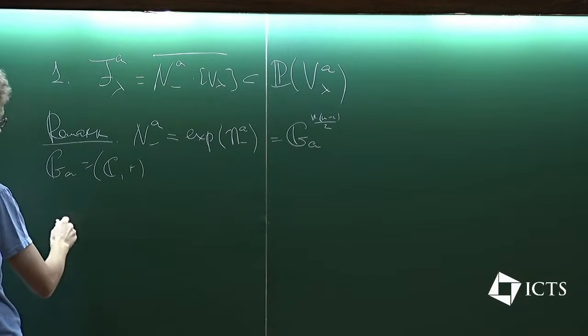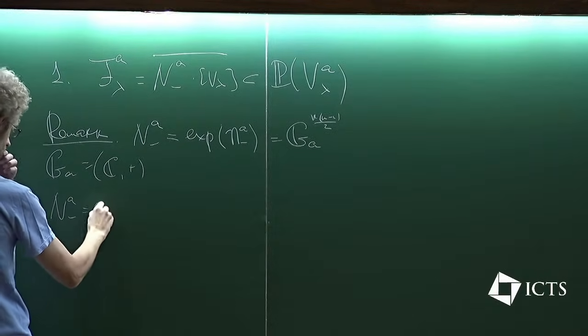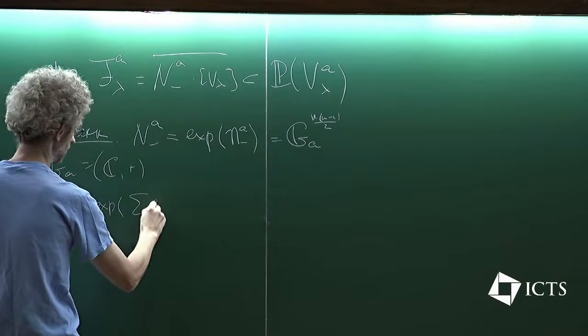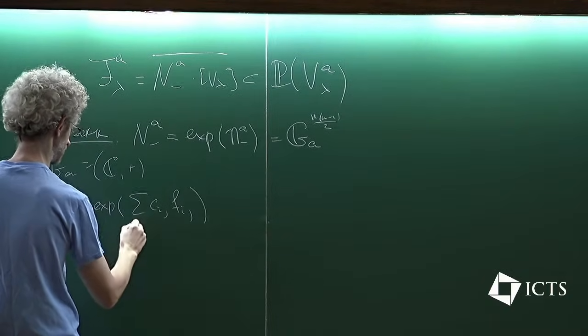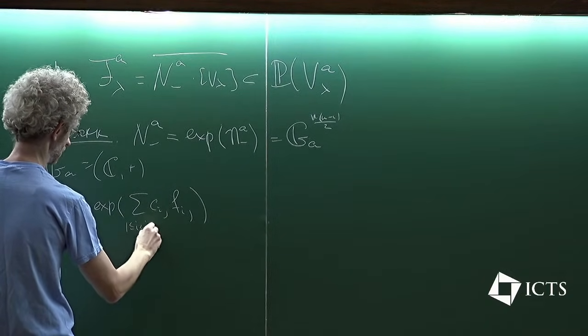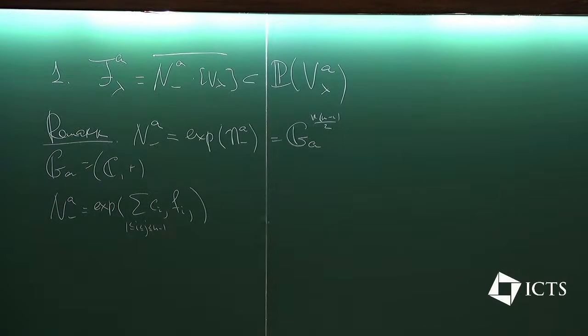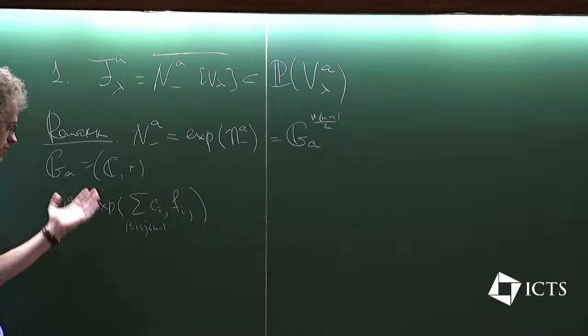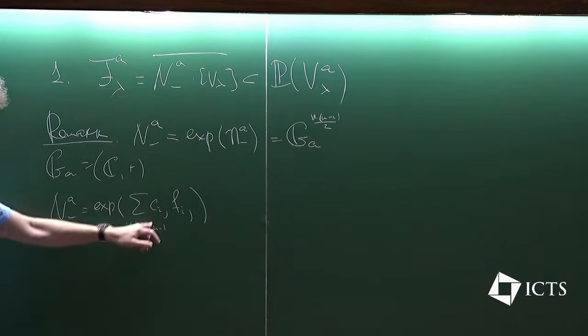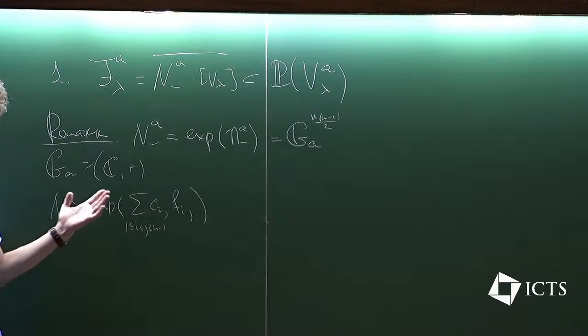An element in this group is actually just an exponent of the sum c_ij F_ij, with i, j from 1 to n minus 1. All our F_ij's commute now, right? So we don't care about the order. You can write such an exponent in a very natural and simple way, just raise the operators to some powers. These c_ij's are just some complex numbers. This is an arbitrary element of the algebra. Okay, so this is the first remark.